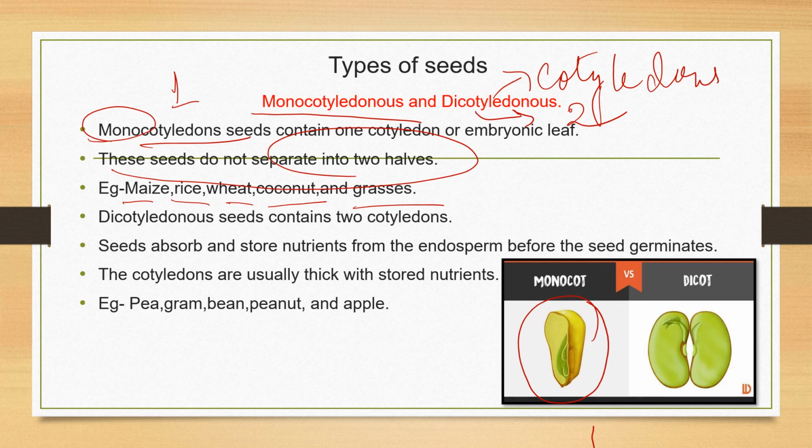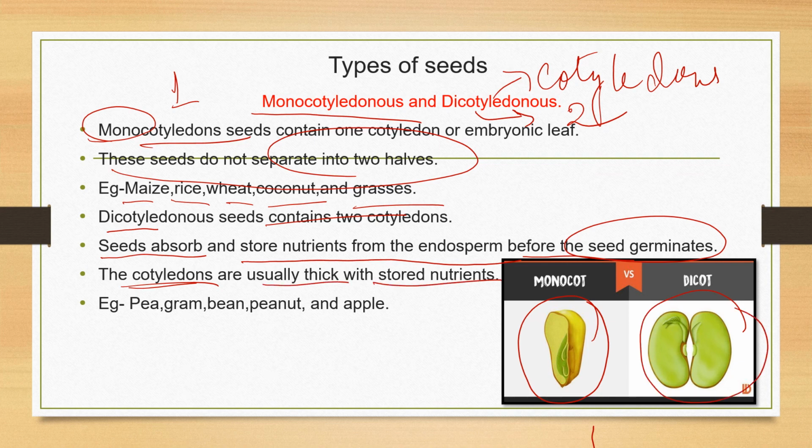Now the dicotyledonous seeds contain 2 cotyledons, and the seeds absorb and store nutrients from the endosperm before the seed germinates. So they absorb and store the nutrients from the endosperm before the seed germinates. These cotyledons, or seed leaves, are usually thick, and they store nutrients.